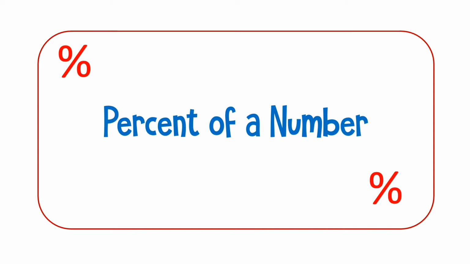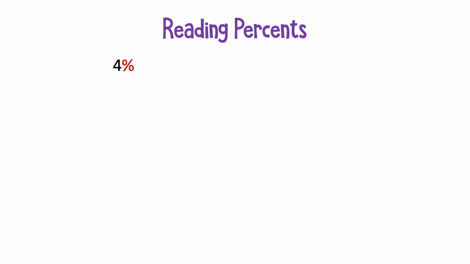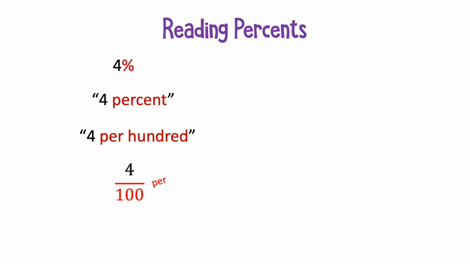Today's lesson is on finding the percent of a number. First, we need to know how to read a percent. This says 4%. However, 4% means 4 per 100. 4 over 100. 4 per 100 can be written as a fraction like this.